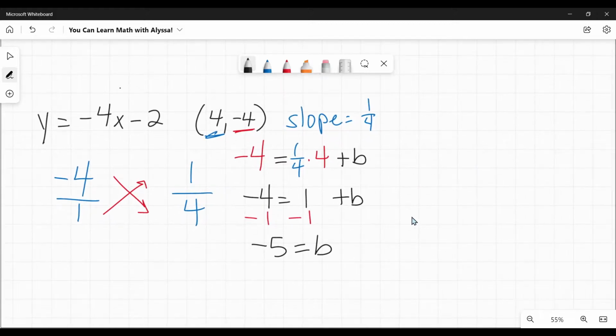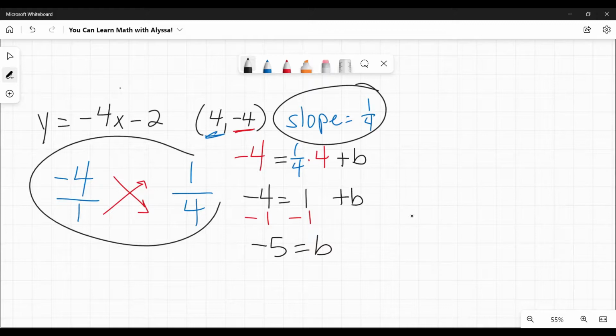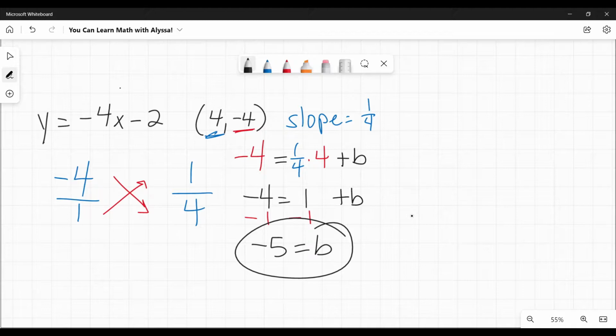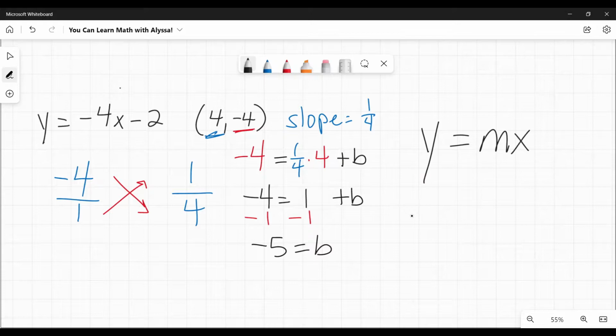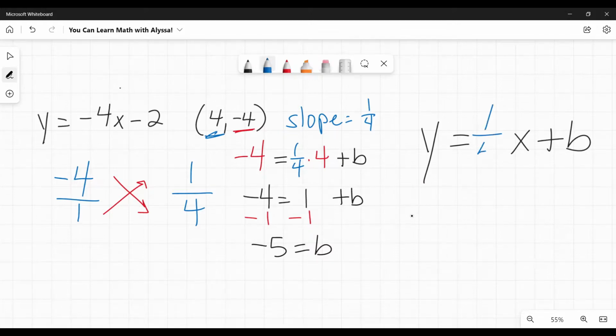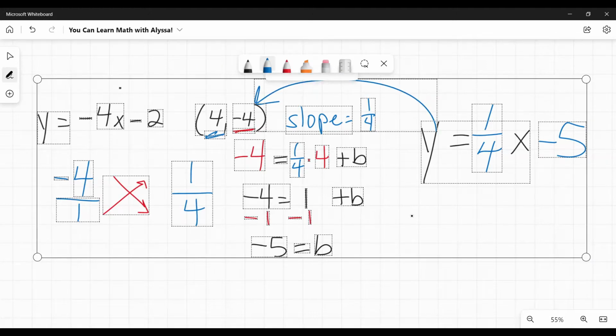And so now that I have my slope, which I got from doing the negative reciprocal of the original slope, and I also have the y-intercept, I can write my equation. So y equals mx plus b. My slope is what I put in for m, and that is 1/4. b is my y-intercept, and I put that in for b, and that is -5. And there is my equation of a line that is perpendicular to this line and goes through this point. And that's pretty much it.